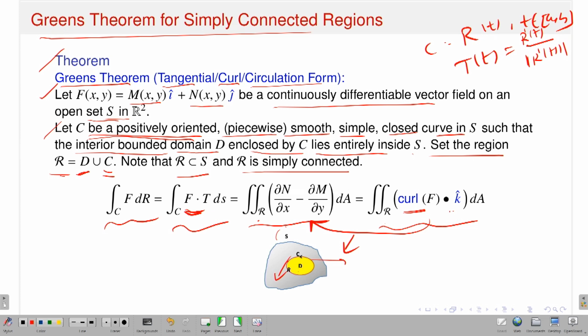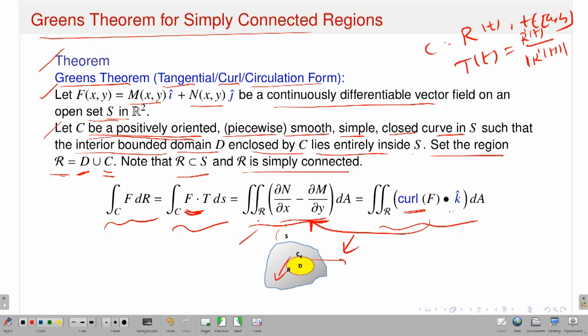So, what it says is the following. If I start with a continuously differentiable vector field on an open set S, and I consider a simple closed positively oriented smooth curve C inside it, and I look at the region bounded by the simple closed curve C, which I denoted as D, and the region R, which is the interior region bounded by the simple closed curve along with the curve itself, then you look at the vector line integral of your vector field capital F over C, which is exactly equal to the double integral over the region R of this quantity.